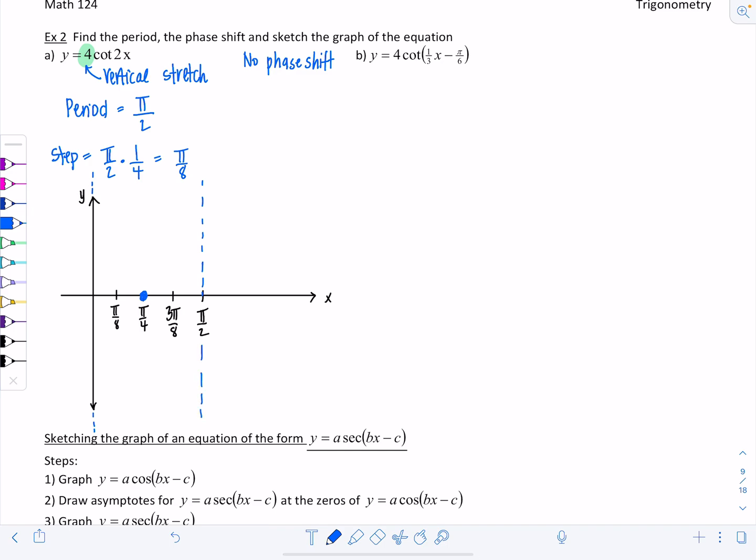Looking good, looking good. Now we've got that vertical stretch. So you're just going to label your y-axis 4, -4, instead of 1 and -1. And then plot those points a quarter of the way through. Oh no, we drew over 3 pi over 8. That's okay. And here's the graph.